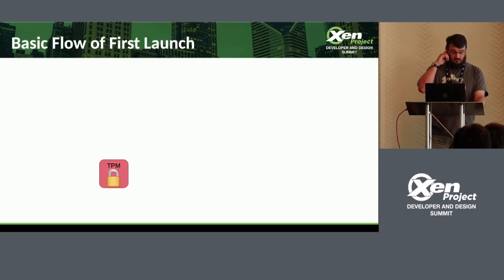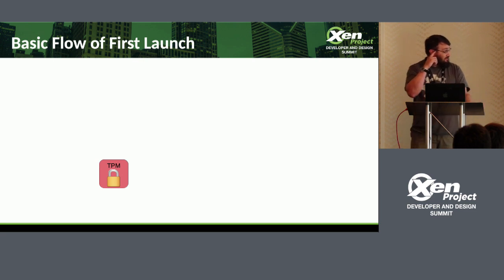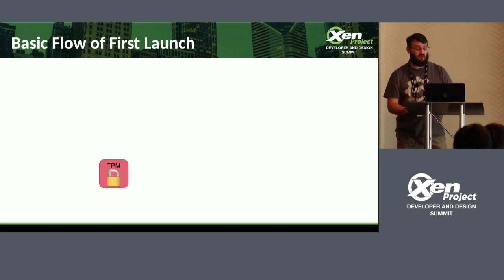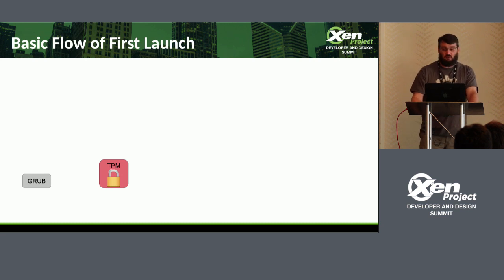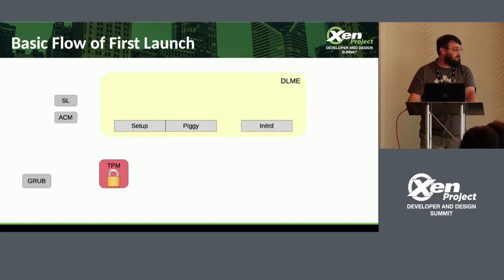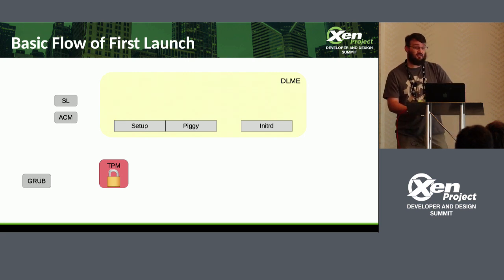To help step through this, I've got a little animated slide to walk through how the startup will work once we're done. So the first thing you're going to see is Grub load into the system. Then Grub will load either the secure loader or the ACM, depending on whether you're on an Intel or an AMD platform. Once it's loaded, Grub will extend those measurements into the TPM. Grub will then load the DLME and measure it into the TPM as well. In this case, like I said, we're using the Linux kernel as our DLME environment.